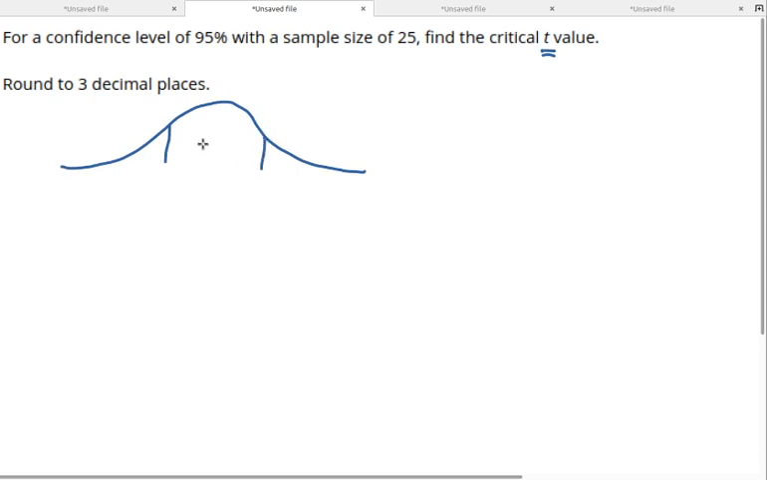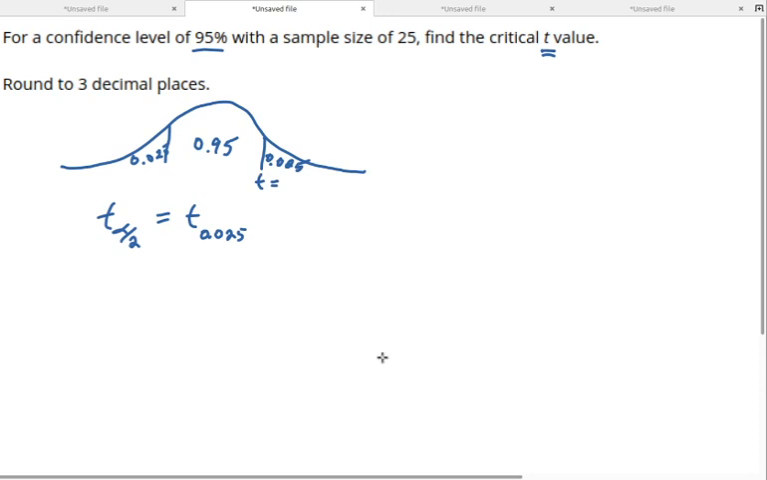I'm going to put my 95% here in the middle. Always do that. And that leaves 0.05 for the tails, and if I split that into 2, I have 0.025 in each tail. Now, what I need to do is to find, sometimes this is written as t sub alpha over 2, which in our case is t sub 0.025. We're finding the t-value that has 0.025 to the right.